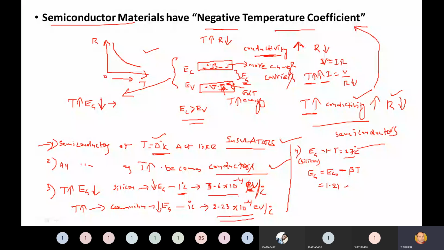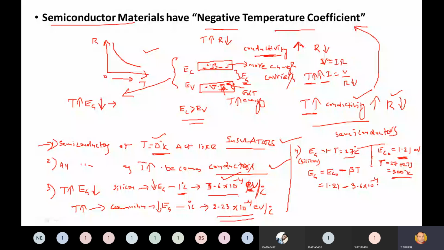So the energy gap is 1.21 minus beta. Beta means how much the energy gap has decayed. It is equal to 3.6 into 10 power minus 4 into capital T. Capital T should always be in degree Kelvin. So we take 27 degrees C plus 273, converted into Kelvin, that is 300 degree Kelvin. So multiply into 300. Tell me what answer you get.